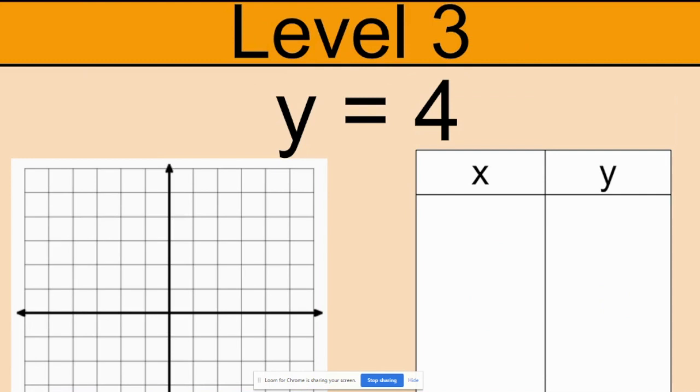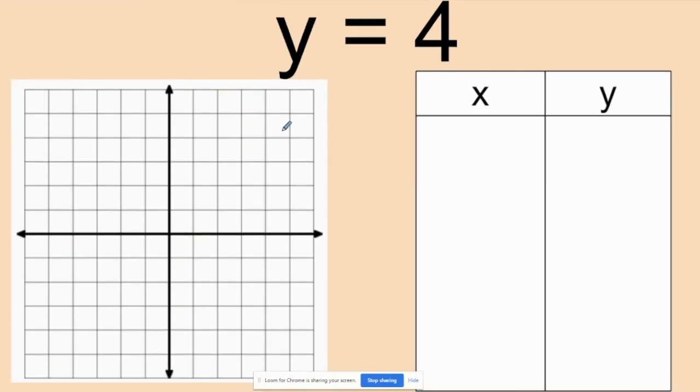Okay, one more. This one says y equals 4. So when we look at this, some of you may remember we've done some problems like this in the class, but all it says is y equals 4. Well, what does that mean? That means that first, I know that this doesn't have an x next to it, so that must be my y-intercept. So I know I have an ordered pair of 0, 4.